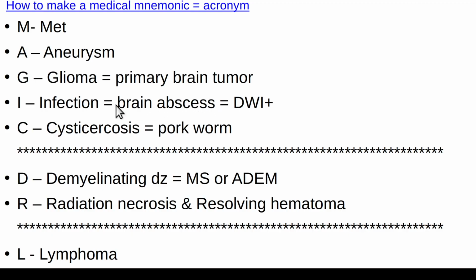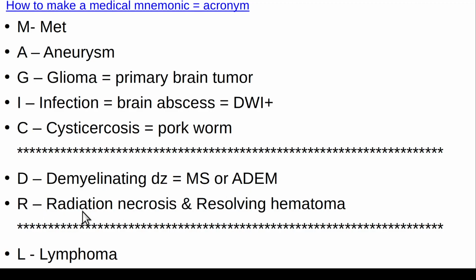And then what you do is once you know the name of the thing, you can add little clues that would enable you to differentiate it. For example, the brain abscess is going to be positive on DWI, diffusion-weighted imaging. Okay, C is cysticercosis, which is also an infection, but it's kind of a unique type of infection, the pork tapeworm. D for demyelinating disease, which is just one more name for typically multiple sclerosis, but it can also be ADEM, acute disseminated encephalomyelitis, okay?